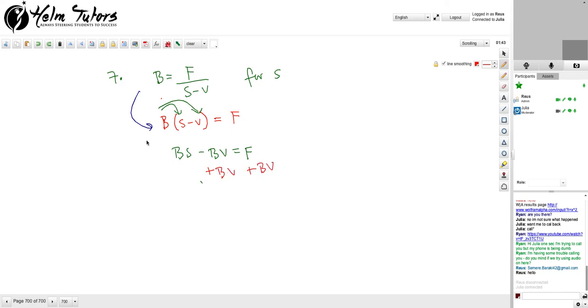Whenever it's these variable problems, the most important part is how to start. Otherwise, it's isolate it. So only keep things that have it, and if they don't have it, move them to the other side. That's the name of the game. Okay. So bs equals f plus bv, and then what's next? Then from there I would divide everything by b, so s equals (f plus bv) over b. Exactly.